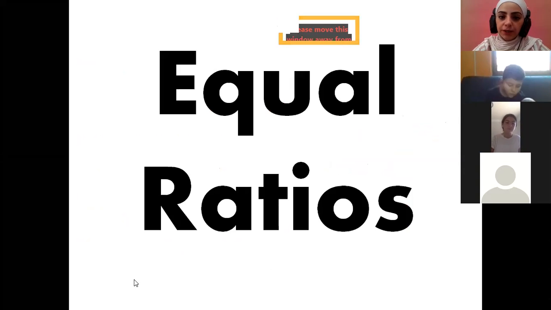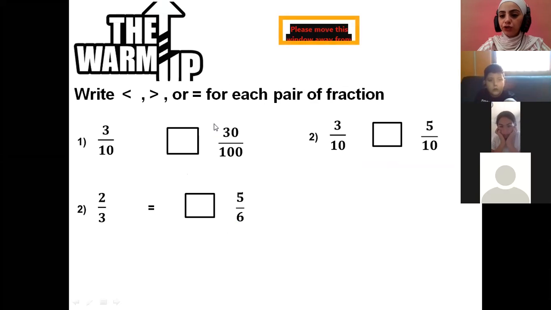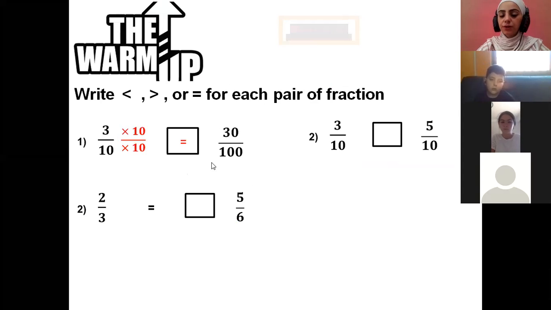We're going to talk quickly about equal ratios. Equal ratios look actually like equivalent fractions, how to write fractions in different ways. So here, let's remember how to compare fractions. 3/10 and 30/100. If you look at the denominators, we can't compare if the denominators are different. We have 10, we have 100. We should make the denominators the same. We do times 10, times 10. So this will be 30/100. And we already have 30/100 on the other side. So these two fractions are equal.